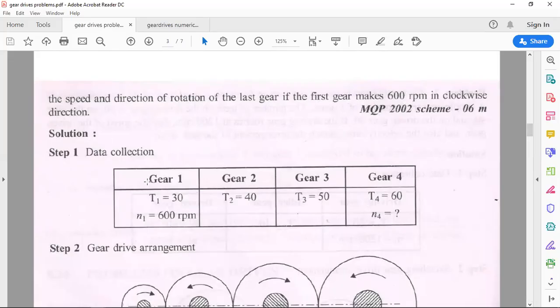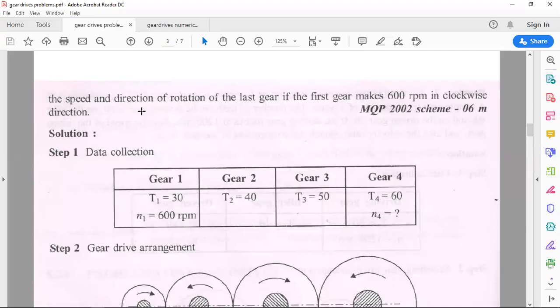The data is made in tabular form so that we can understand easily: gear 1, gear 2, gear 3, gear 4. Each gear has a number of teeth and a speed. If you look at this, T1 is equal to 30, T2 is equal to 40, T3 is equal to 50, and T4 is equal to 60. And he has given N1.